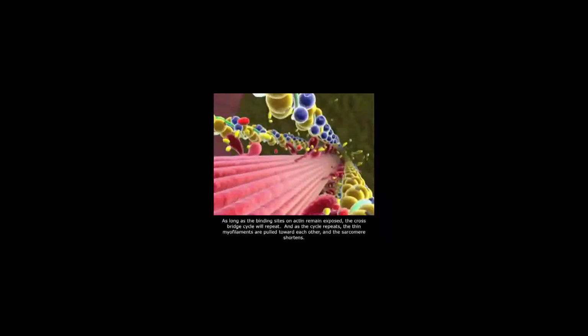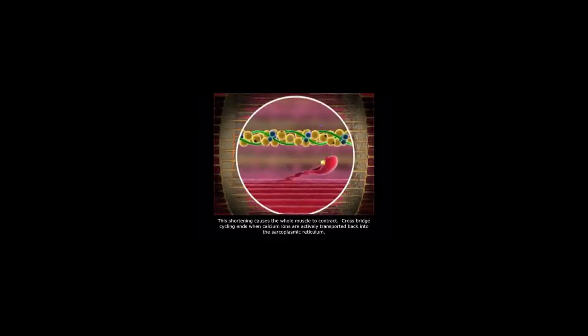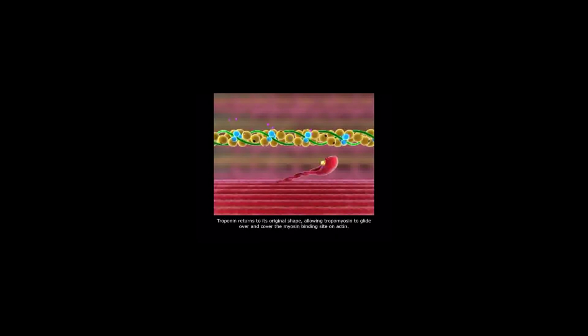As long as the binding sites on actin remain exposed, the crossbridge cycle will repeat. And as the cycle repeats, the thin myofilaments are pulled toward each other and the sarcomere shortens. This shortening causes the whole muscle to contract. Crossbridge cycling ends when calcium ions are actively transported back into the sarcoplasmic reticulum. Troponin returns to its original shape, allowing tropomyosin to glide over and cover the myosin-binding site on actin.